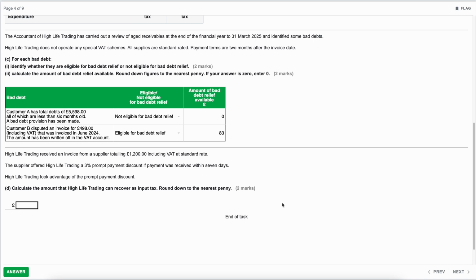Okay, so they have an amount of £1,200, including VAT. This was a purchase. They have decided to take the 3% prompt payment discount. So we spoke about this briefly earlier, that any prompt payment discount would reduce the amount if taken on the invoice. So the way that we calculate this is relatively straightforward. All we do is take the gross amount of the invoice, so £1,200, and we calculate what 3% of that would be to get the prompt payment amount.